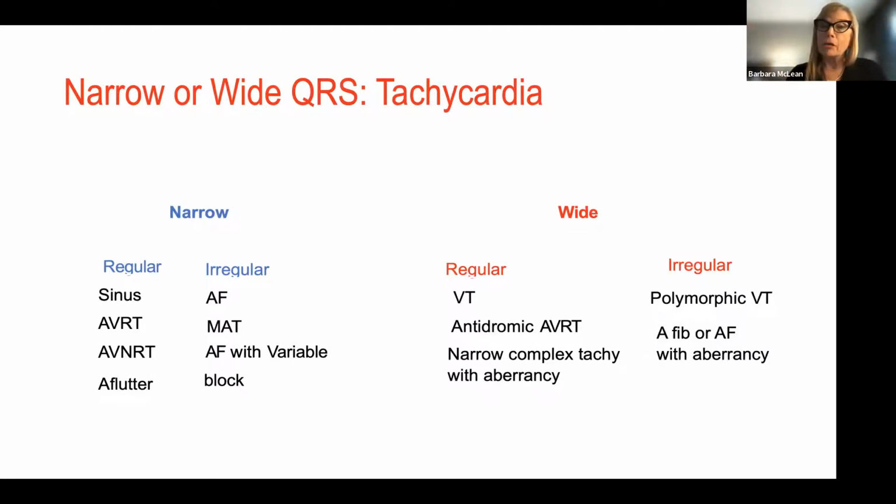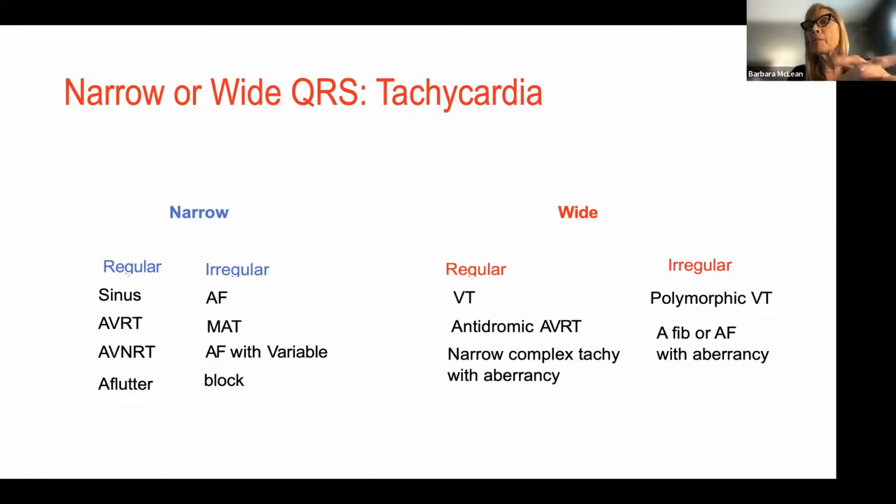Narrow complex tachycardia may also have aberrancy. So we want to be sure that when we're looking at strips or 12-lead EKGs, we have some basic capability to differentiate bundle branch blocks. When we say narrow complex tachycardia but now it's got aberrancy, it's no longer a narrow complex tachycardia. It's a wide tachycardia, but it is absolutely regular.